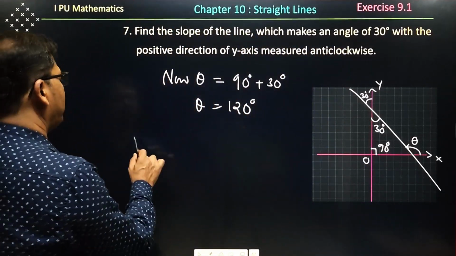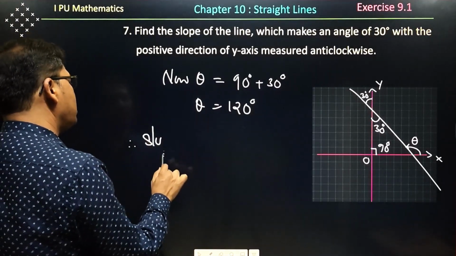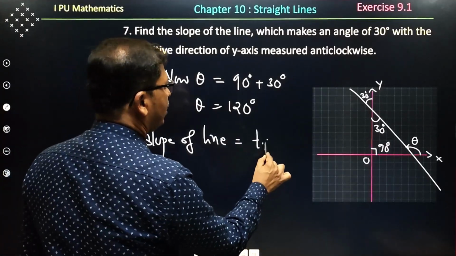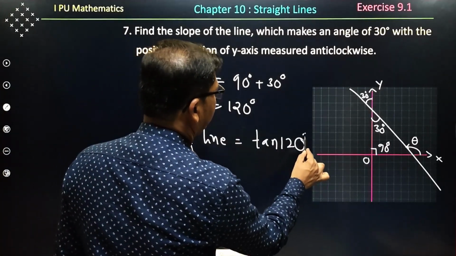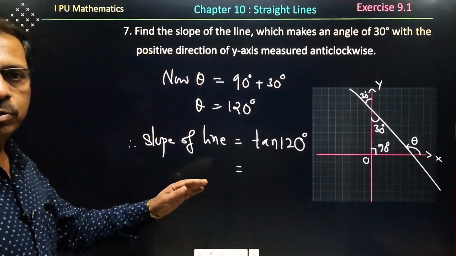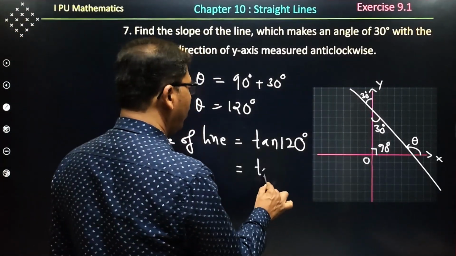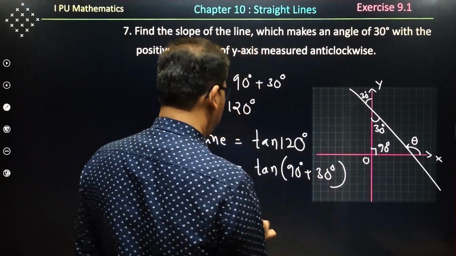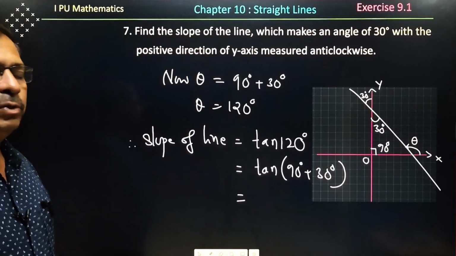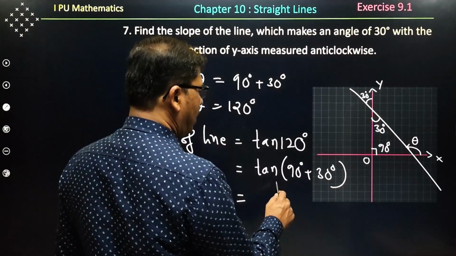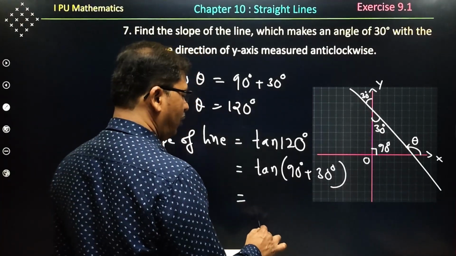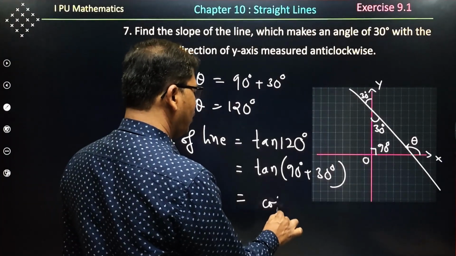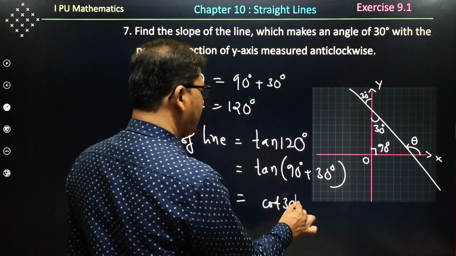We need to find the slope here. Therefore, slope of line is equal to tangent of the angle made by the line, that is equal to tan 120 degree. Simplify this using allied angle property. Tan of 90 plus 30 degree we can write here. So, 90 plus theta, ratio remains same or changes? Please respond quickly. Changes. Tan changes to what here? Cot 30 degree.